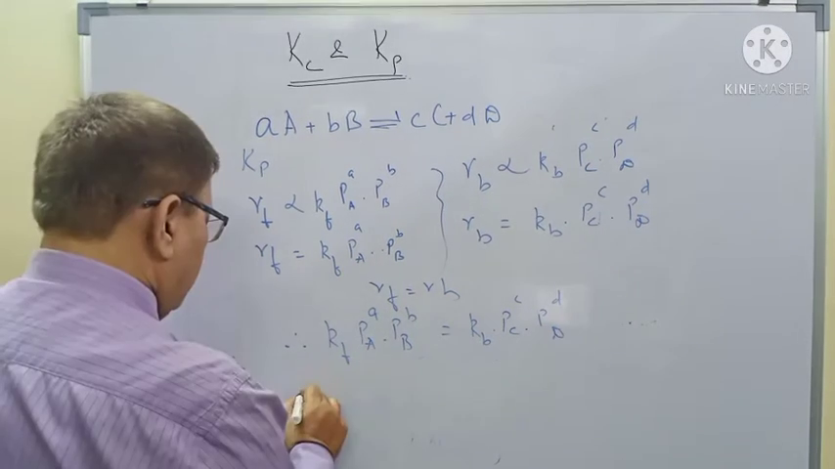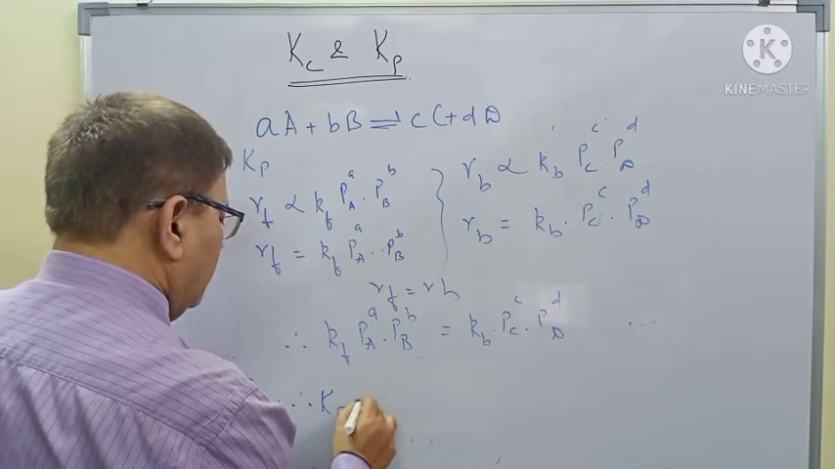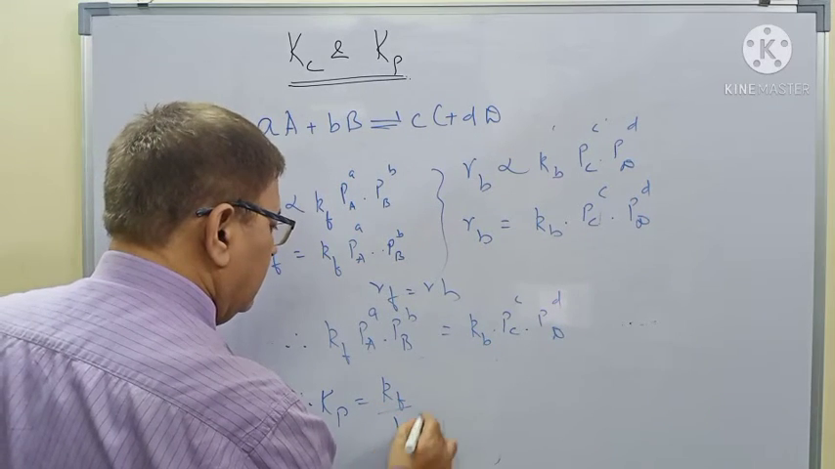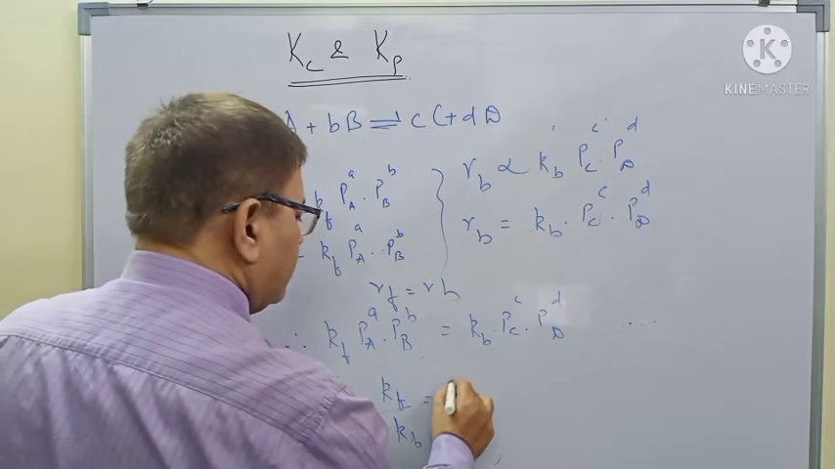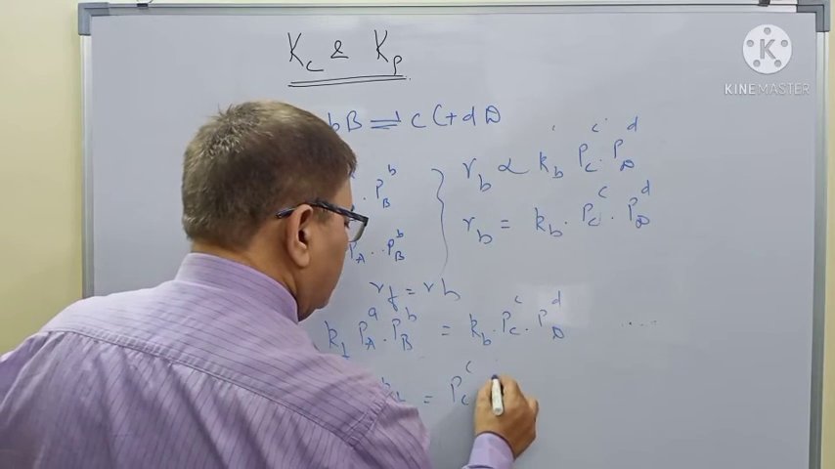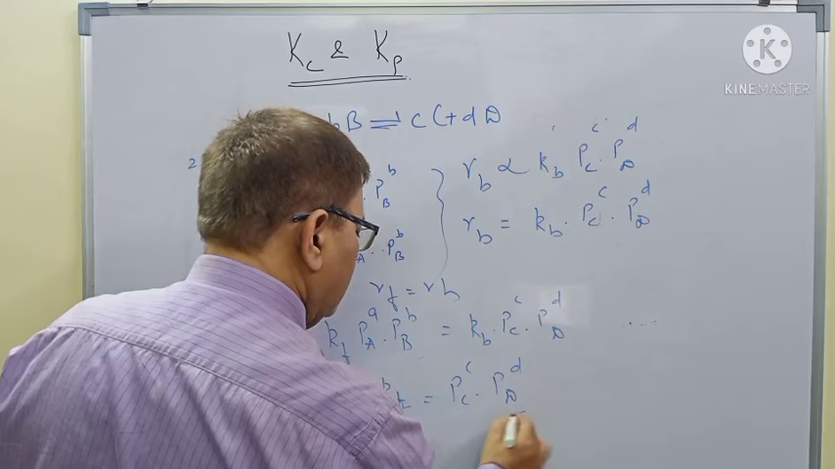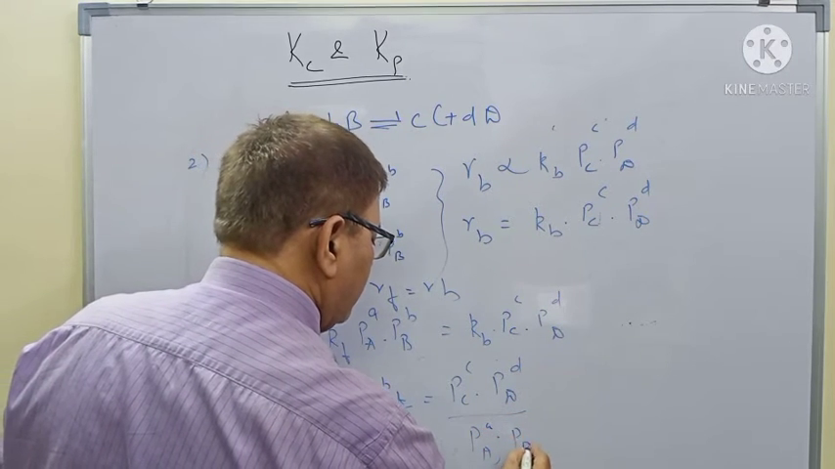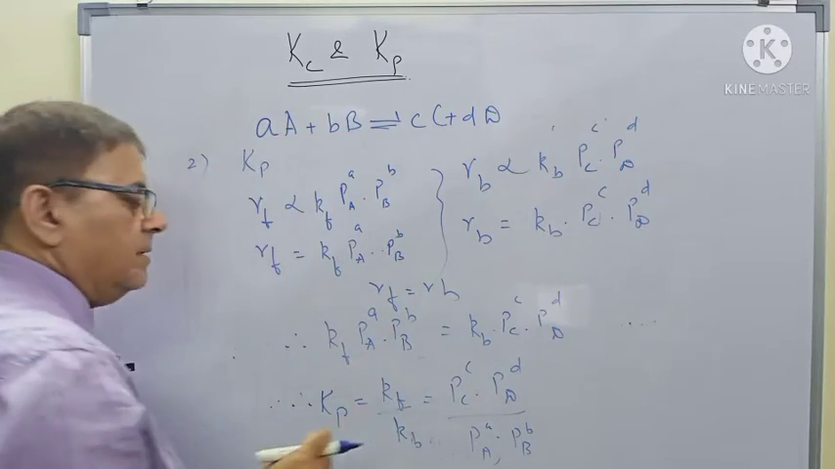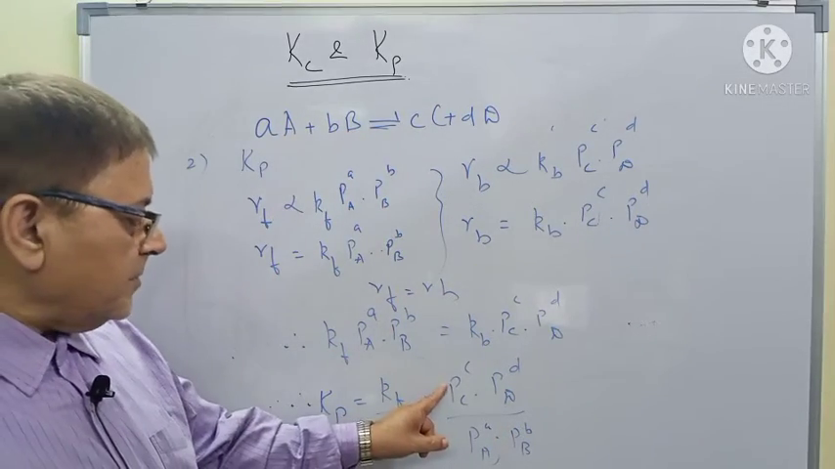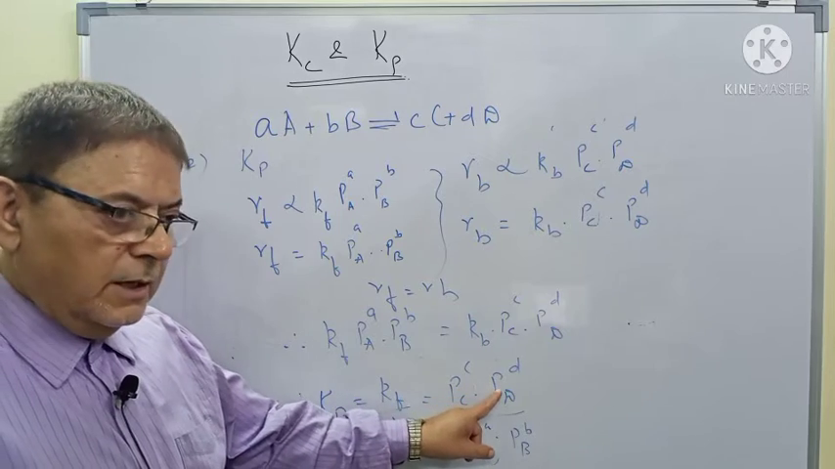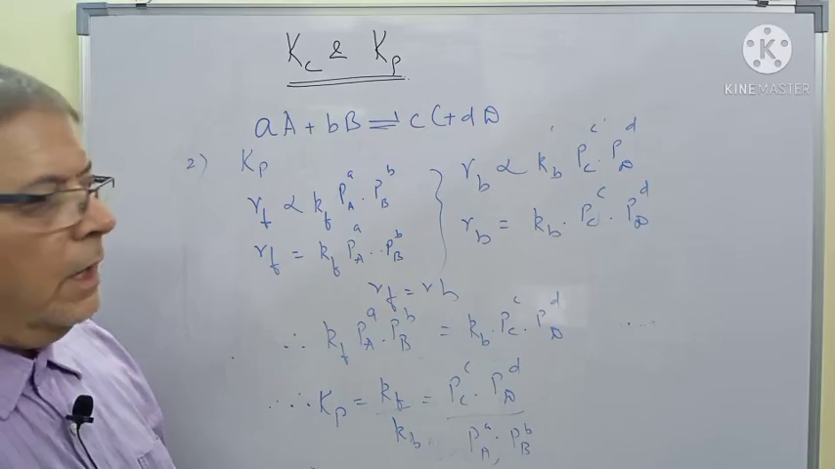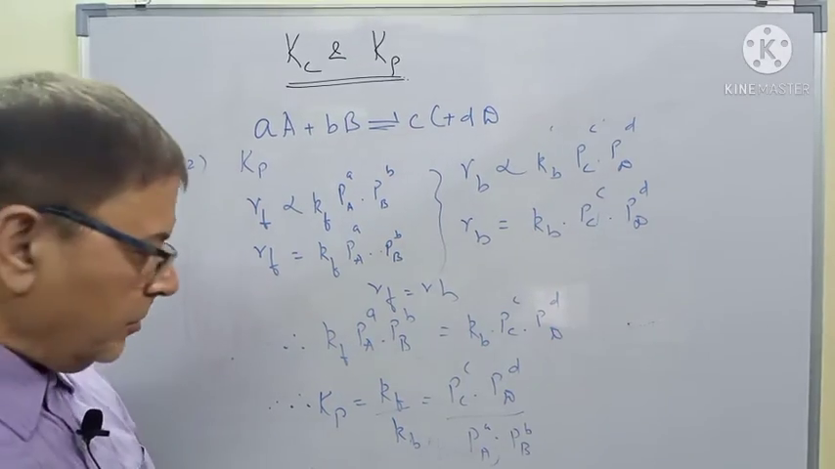Therefore, Kp is equal to Kf upon Kb, which is equal to partial pressure of C raised to c into partial pressure of D raised to d upon partial pressure of A raised to a into partial pressure of B raised to b. This is Kp. Now we will be substituting the partial pressures of A, B, C and D. How to substitute that? That is the extra point over here.